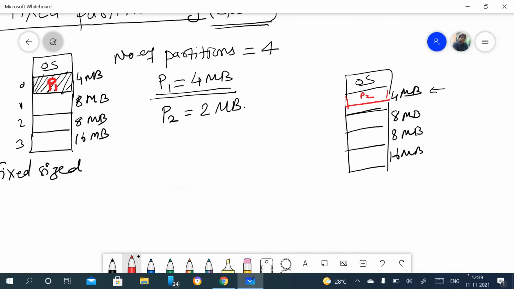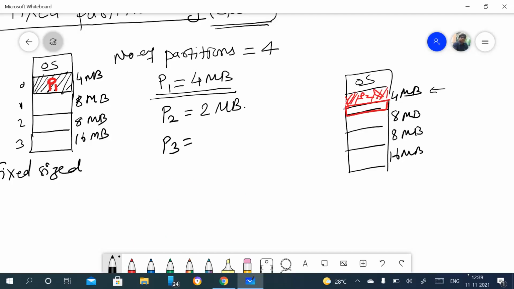This is P2 and that size is 2 MB, right? So this one we can consider has been reserved. And whatever is this block, this has been wasted here. Suppose again the other process we can consider, that is P3.